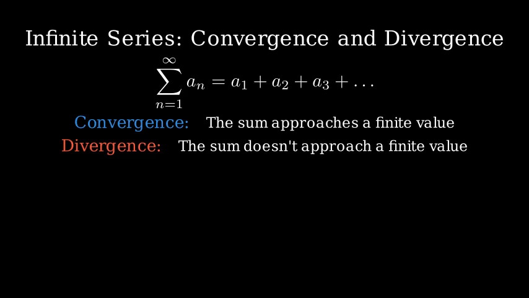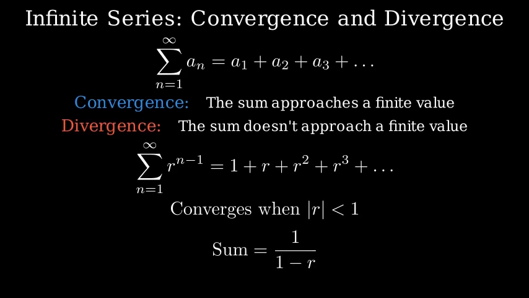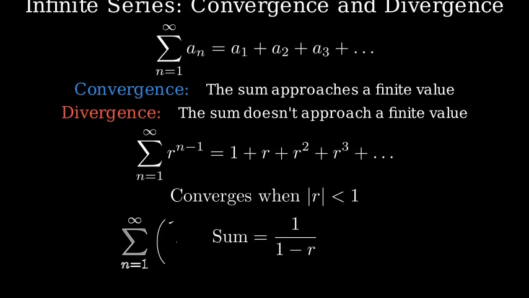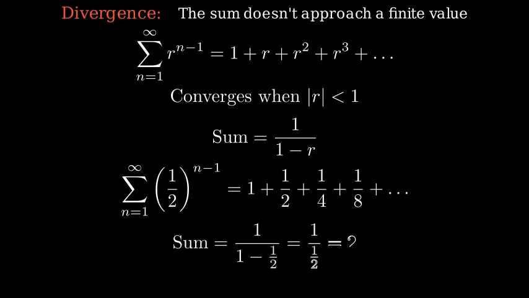Let's look at our first example, the geometric series. A geometric series has the form sum of r raised to the power n minus 1 from n equals 1 to infinity. This series converges when the absolute value of r is less than 1. When it converges, the sum equals 1 divided by 1 minus r. For instance, if r equals 1/2, we get the series 1 plus 1/2 plus 1/4 plus 1/8, and so on. This converges to 2. Let's visualize the convergence of the geometric series with r equals 1/2.